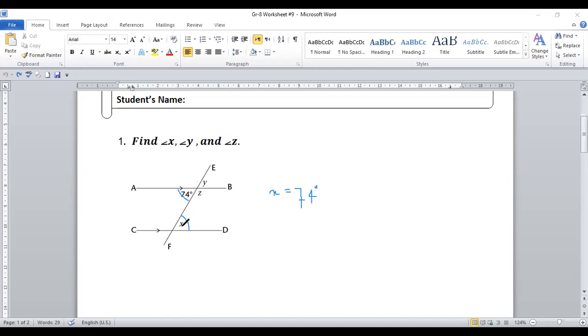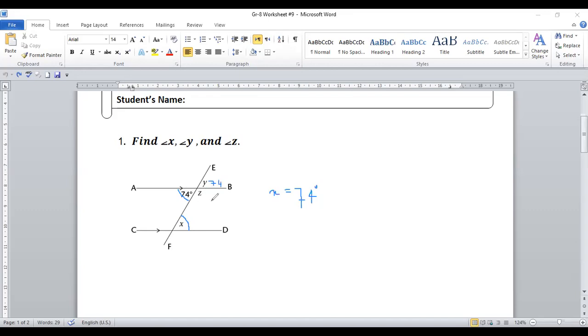So if this is 74, this is also going to be 74. Remember, you, someone else, your friend. So you, someone else, your friend is also going to be 74. So Y is also going to be 74 as well. Now what about angle Z? What about this angle here?